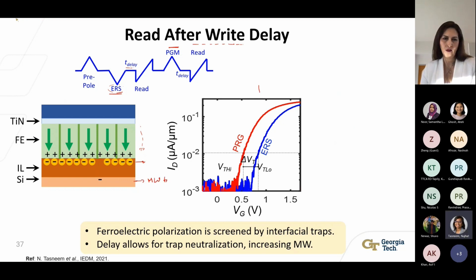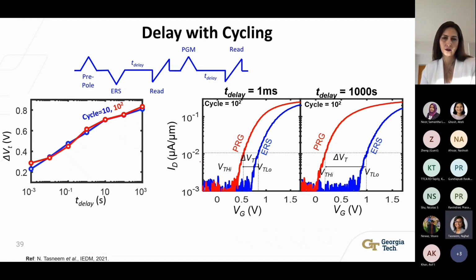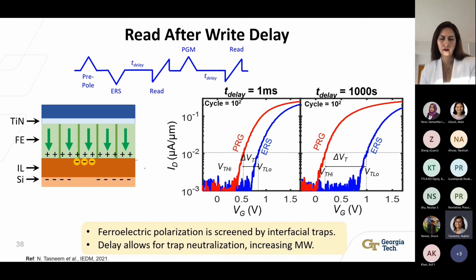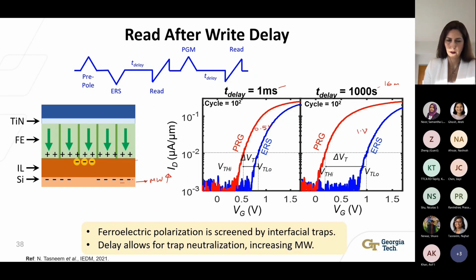For example, if the read after write delay was 1 millisecond, we would have got, say, around half a volt of memory window. On the other hand, as time passes, the trap charges start getting more and more neutralized, and we see more electrons in the semiconductor channel, which increases the memory window as well. So for example, instead of 1 millisecond, if we had waited 1000 seconds, which is approximately 16 minutes, the memory window we read would have increased from half a volt to 1 volt. So the bottom line is that the memory window increases as read after write delay increases.